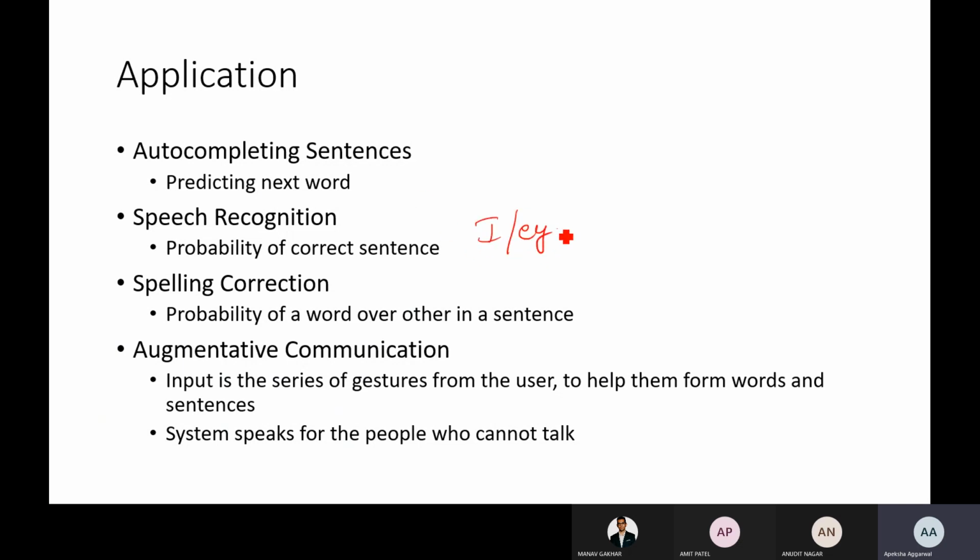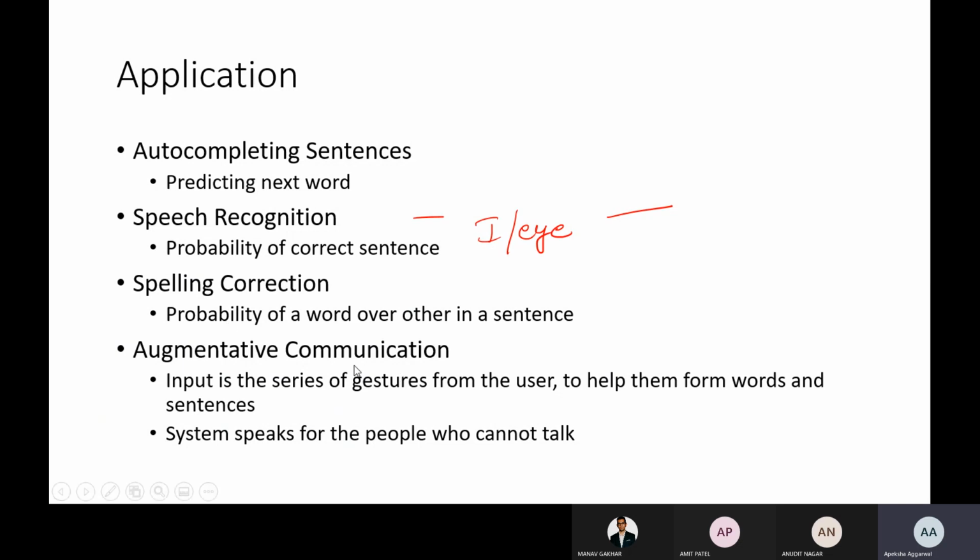Which word is it given the whole sentence? Okay, so this is speech recognition. Next is spelling. In spelling also, suppose someone is typing a sentence, and what is the probability that a word, a single word, or that sentence is typed correctly? Okay, so that is spelling correction.